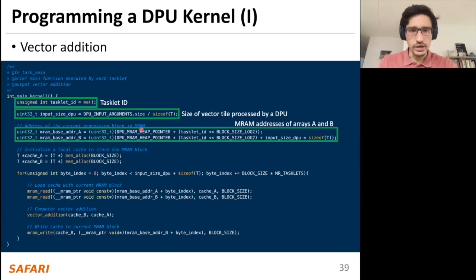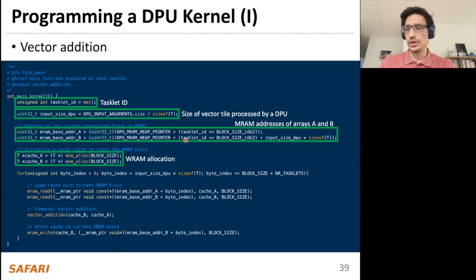And as you can see, what we do here is that for each of the individual tasklets, we find the exact address where the computation will start. Then the next thing that we have to do is to allocate WRAM.